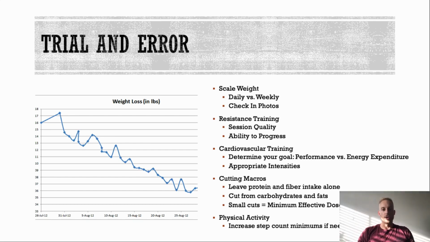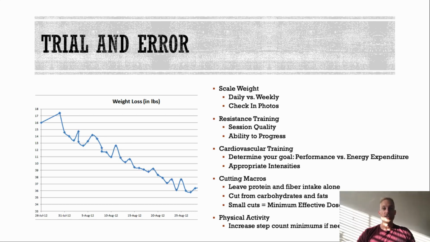So cutting macros. When you cut macros, you leave protein and fiber alone. Leave them alone. When the carbs come down, you may see that fiber comes down as well, but for the most part, you want to see fiber stay around the same. Protein, exact same. Some would make the argument that protein needs to go up over the course of a diet. I would agree with those people, and it definitely can't hurt.